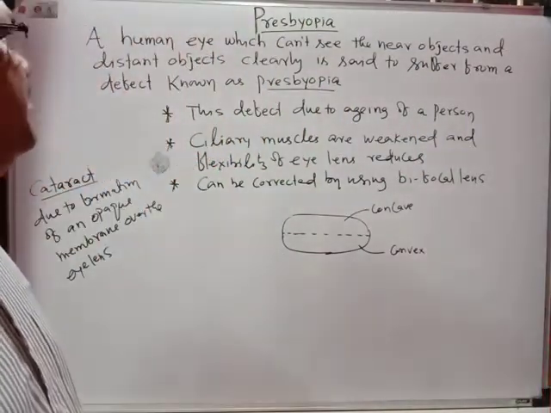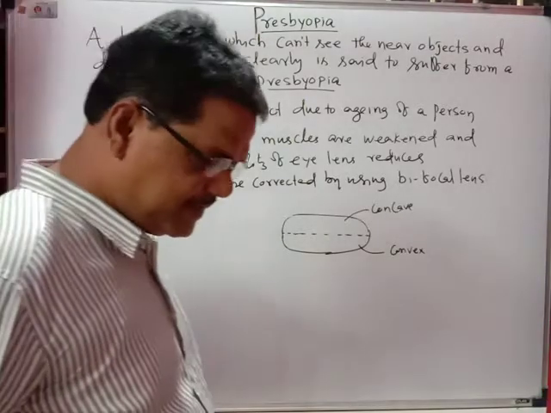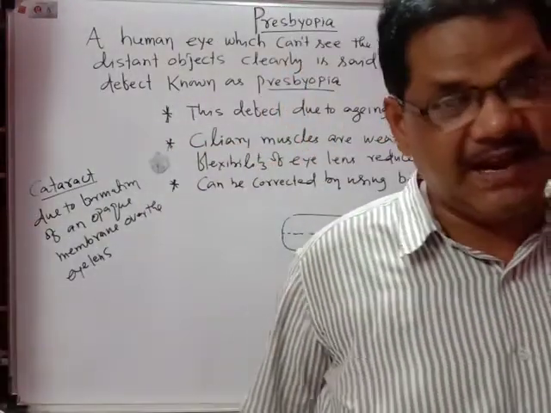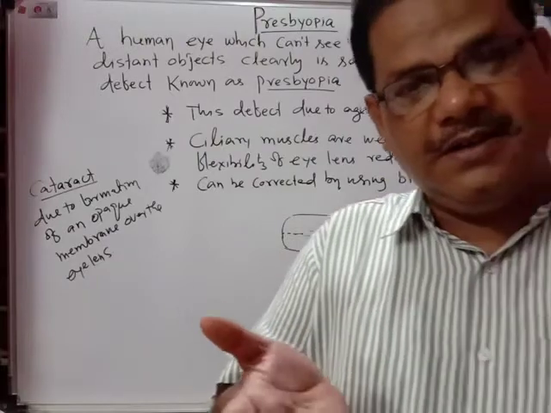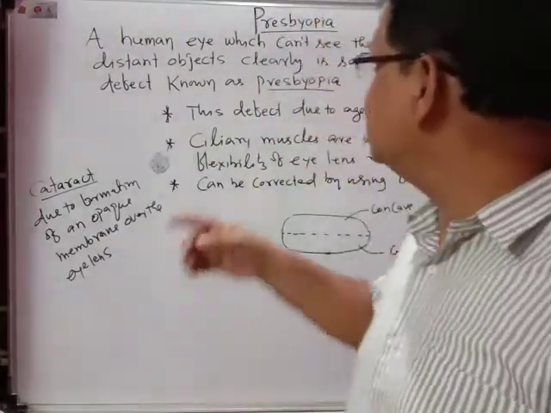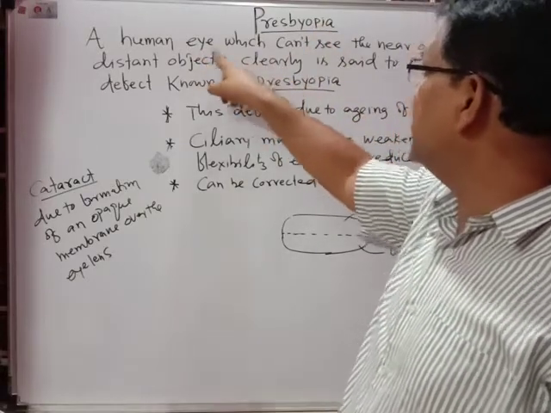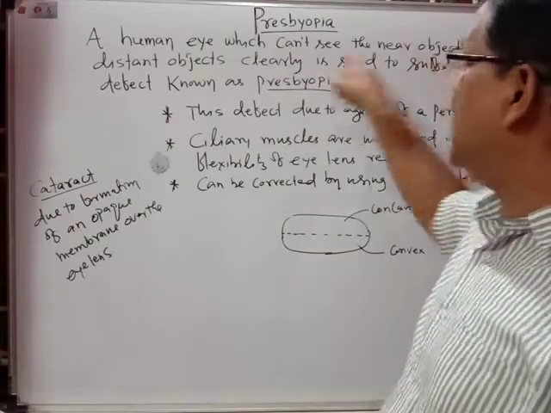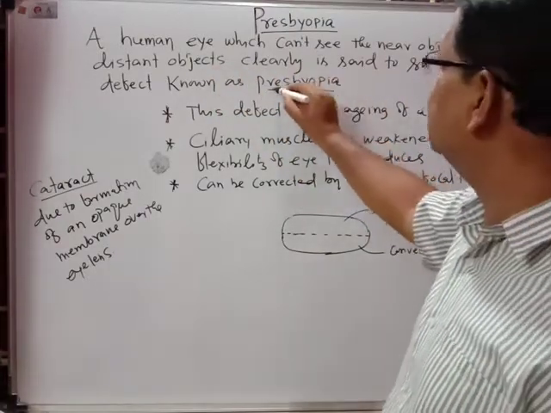What is that presbyopia? This type of defect is one in which a human eye cannot see the near objects and the distant objects clearly. If the person is suffering this type of defect, the person cannot see the distant object clearly nor the near objects clearly, then this type of defect is called presbyopia. The human eye which cannot see the near and distant objects clearly is said to suffer from a defect known as presbyopia.